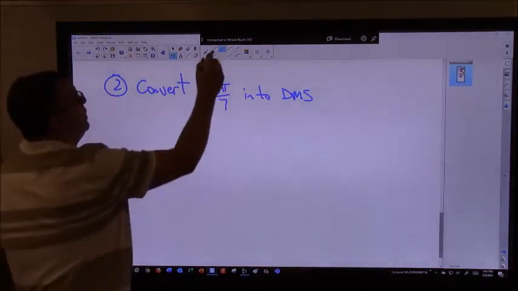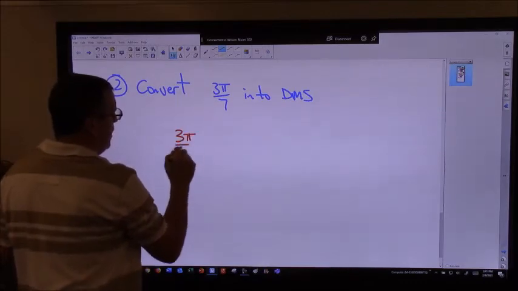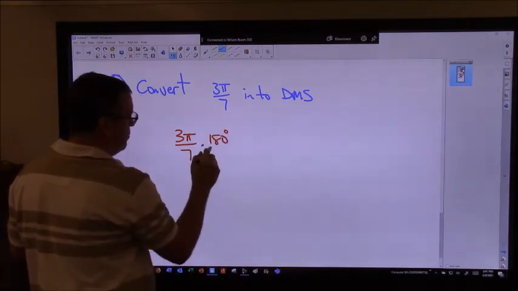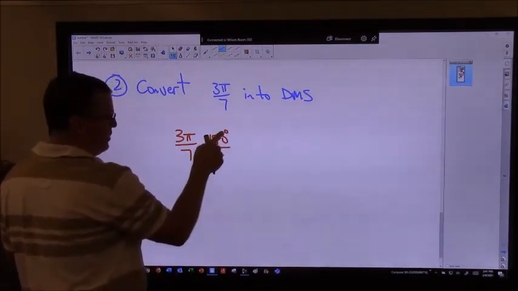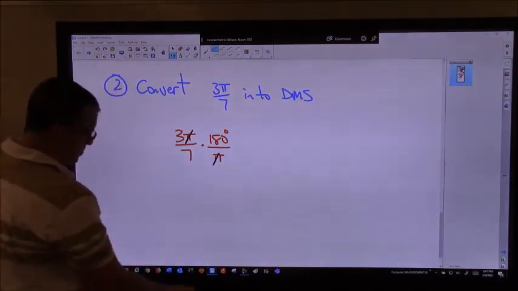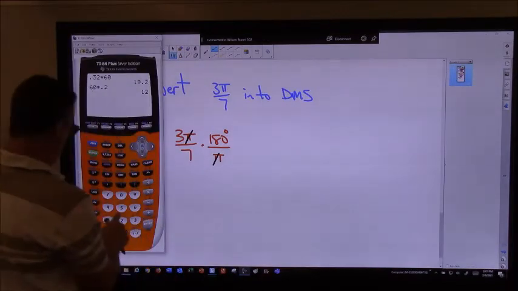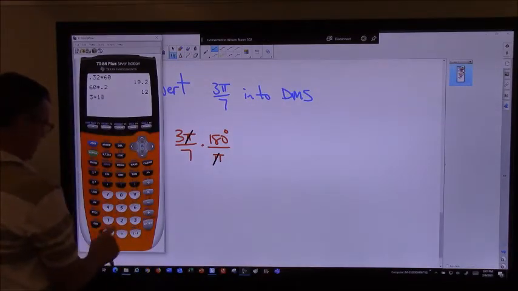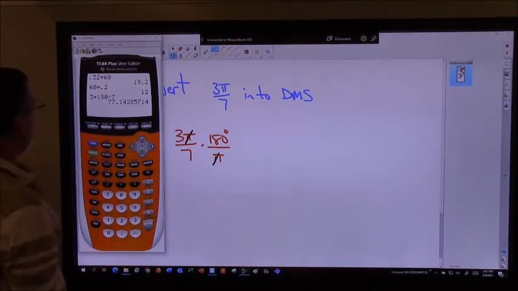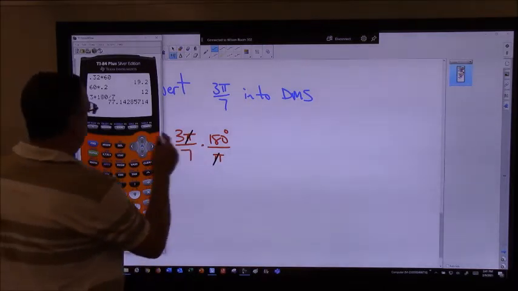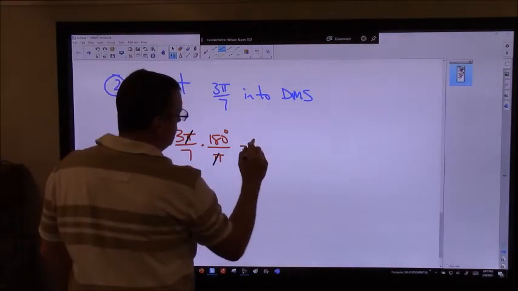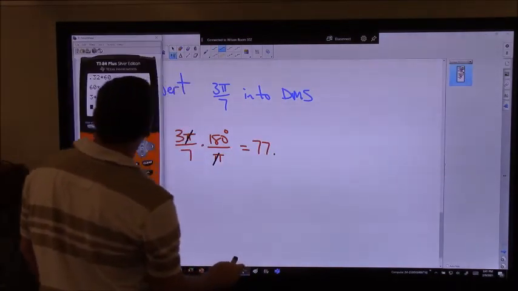All right, so I've got 3 pi over 7. I'm converting into degrees, so I want to have 180 degrees divided by pi. I need that degree symbol. These pi's will cancel, so I'll just do 3 times 180 divided by 7. So my calculator, I've got 3 times 180, divided by 7. 77.143 degrees. Now, I'm going to keep track of that exact decimal in the calculator. But here I'm just going to write down 143.